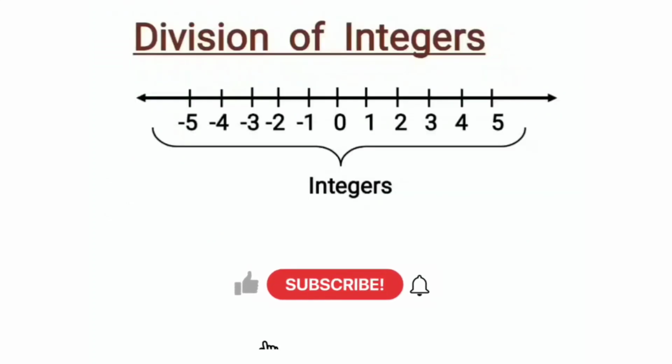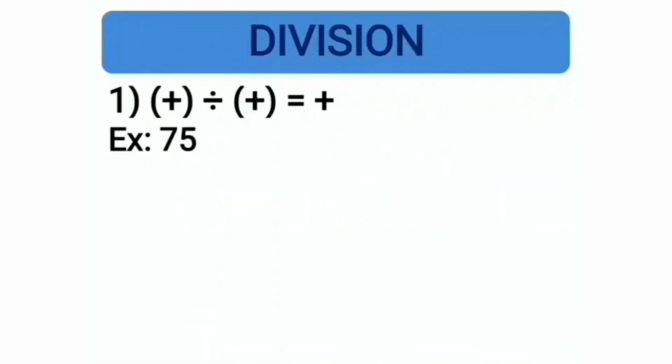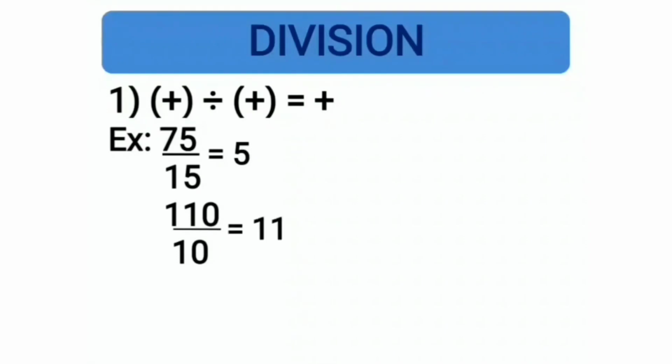Division of integers. The integers which we divide could be positive or negative. Hence, it is necessary to know the rules. There are 4 rules for division of integers. Let's start with the first rule. When both numbers are positive, the result is positive. Example is 75 divided by 15, the result is 5. Another example is 110 divided by 10, the result is 11.